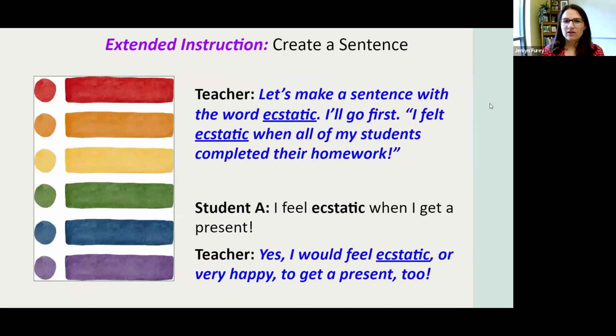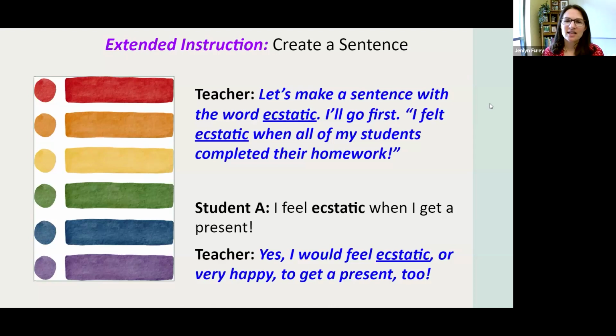And so building off of the extended instruction activities, again, moving towards that deep vocabulary knowledge and the ability to actually produce and express their knowledge of the word. Create a sentence activity is asking students to use the word in a sentence. Before we're having students do this activity, we always want to model it. So for this one, the teacher would say, let's make a sentence with the word ecstatic. I'll go first. I felt ecstatic when all of my students completed their homework.